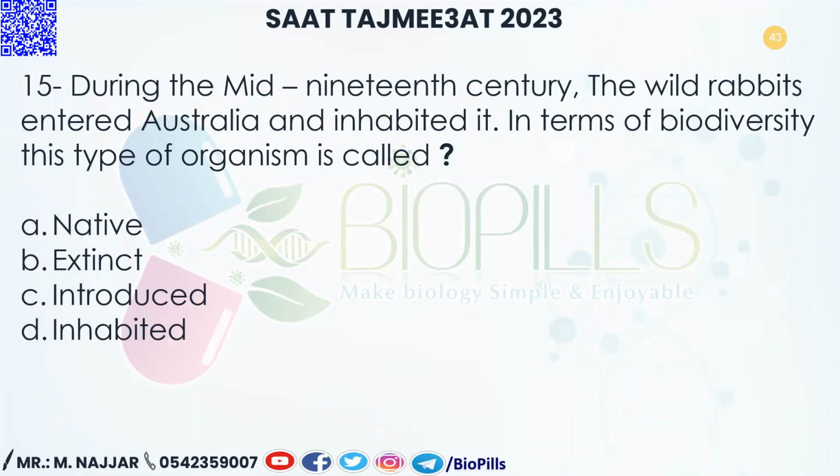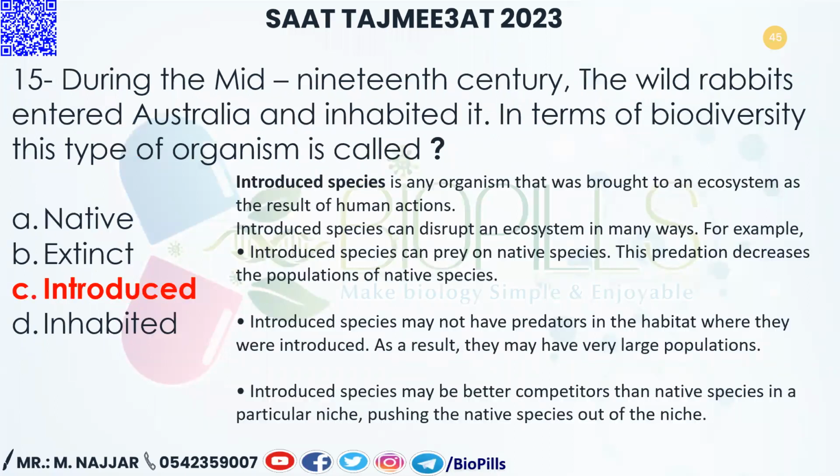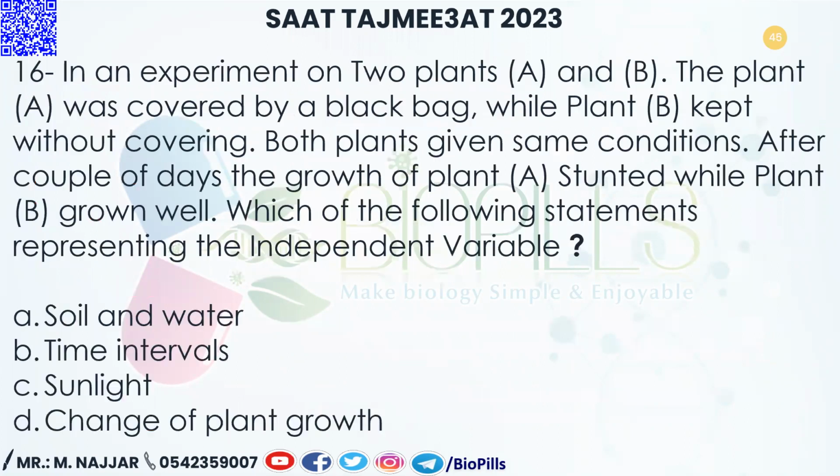During the mid-19th century, the wild rabbits entered Australia and inhabited it. In terms of biodiversity, this type of organism is called. This is an introduced species, of course, that didn't find any natural predators. That's why it has an advantage to grow and reproduce.